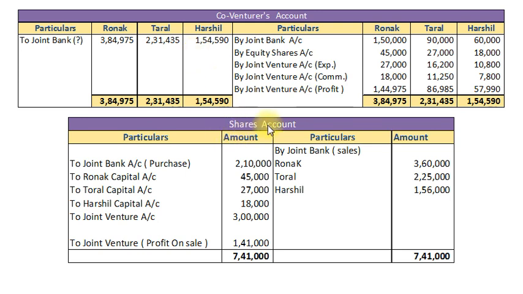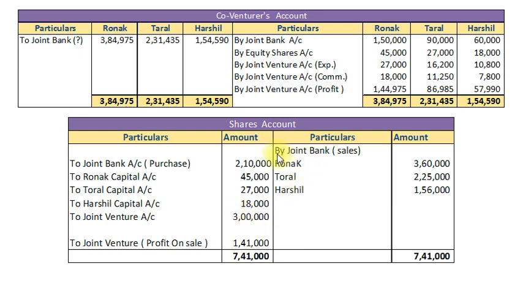Here we have prepared shares account. In shares account on debit side, first we'll record to joint bank for purchase of shares 2 lakh 10,000. Then payment made by co-venturers Ronak 45,000, Taral 27,000 and Harshil rupees 18,000. Already we have recorded in their capital account on credit side. Further on shares account debit side, to joint venture account rupees 3 lakh. This is nothing but shares received as underwriting commission.